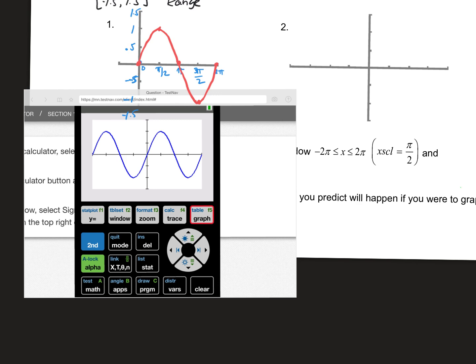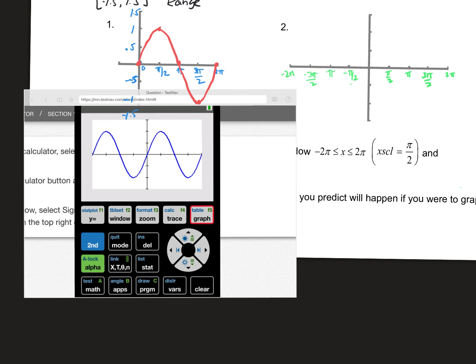This has to be between 0. So this is still pi over 2. This is pi, 3 pi over 2, and then 2 pi. So this way has to be the negative. Negative pi over 2, negative pi, negative 3 pi over 2, and then negative 2 pi. So my pi's look perhaps a little too close. Let me change a few of these. So this is negative pi over 2, negative pi, and negative 3 pi over 2.